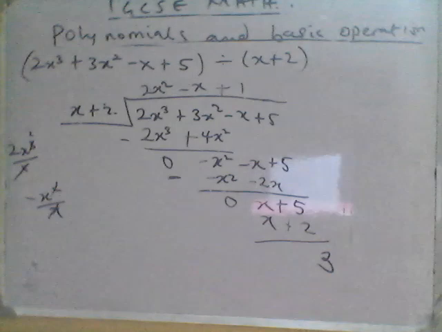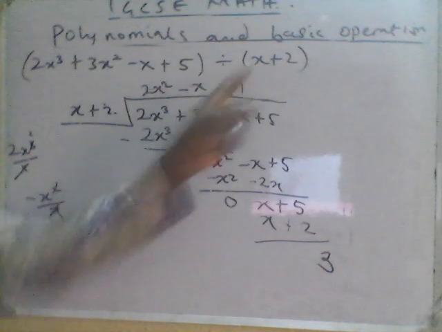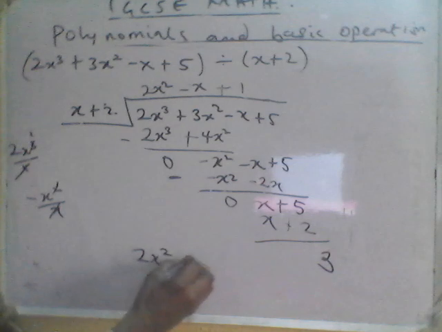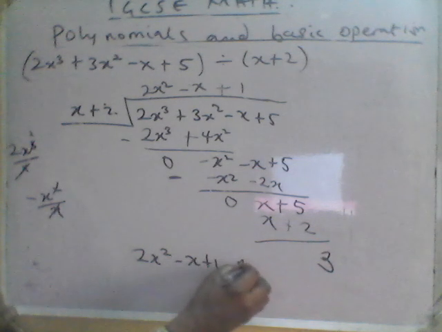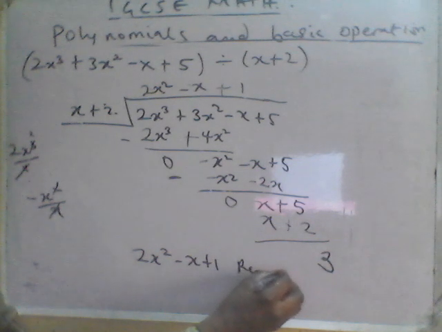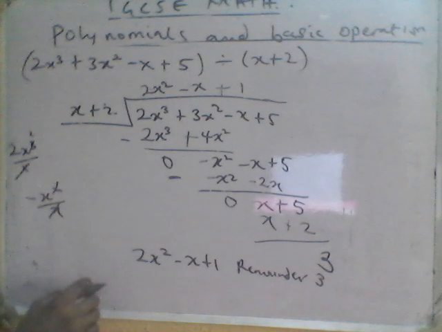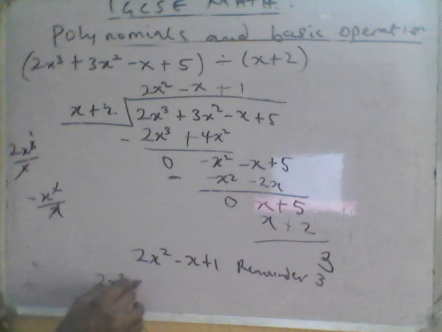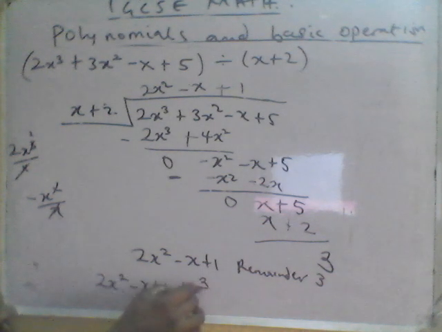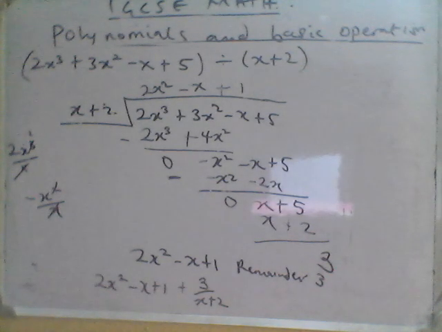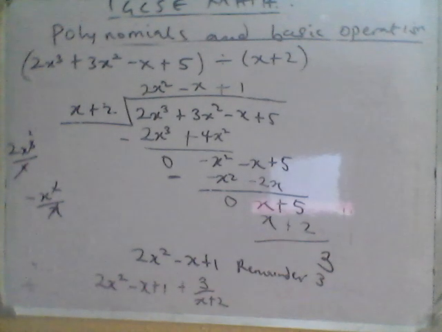So the division, this divided by this, will give me 2x squared minus x plus 1, remainder 3. Or I can do it like this: 2x squared minus x plus 1, then plus 3 over x plus 2. Either way is the answer.